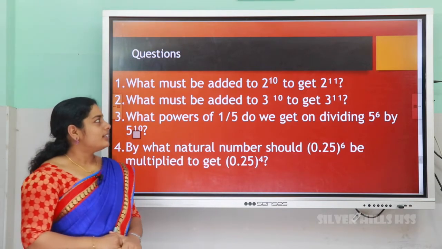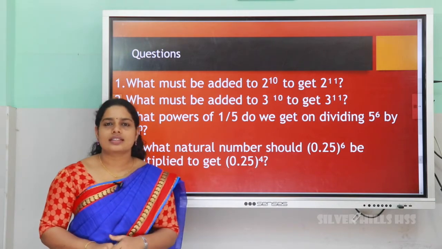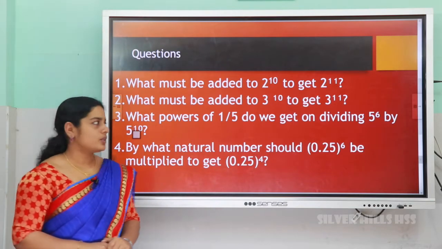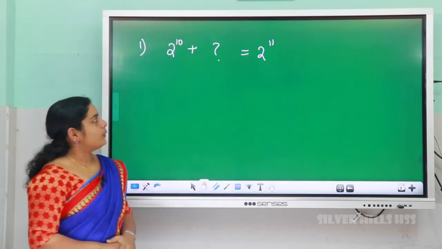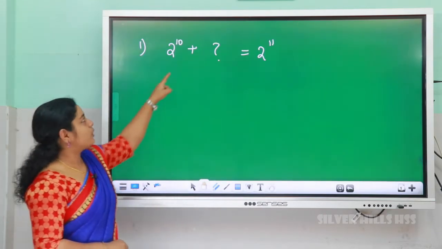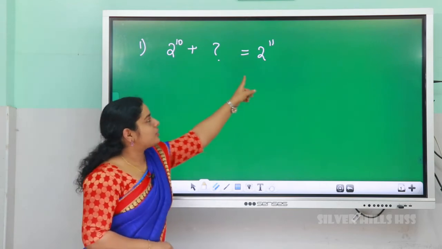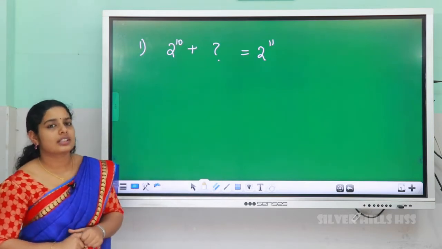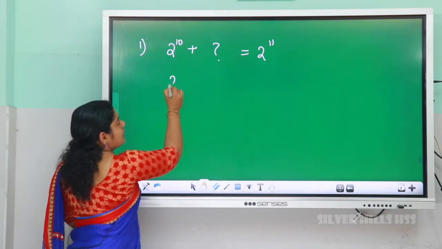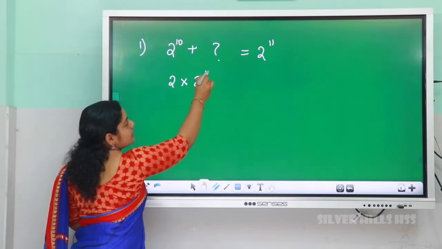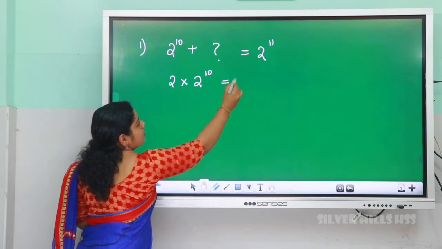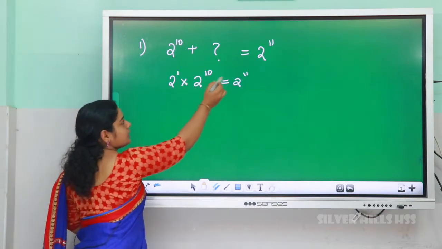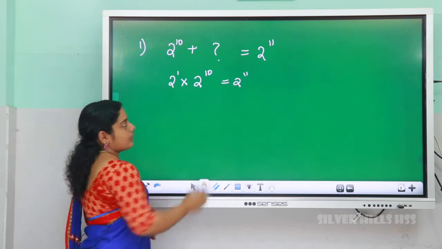What must be added to 2 raised to 10 to get 2 raised to 11? So, we wrote the question mathematically. In the previous question, we studied that twice 2 raised to 10 is 2 raised to 11. Twice, that is 2 times. Twice 2 raised to 10, that is 2 raised to 1 into 2 raised to 10 is 2 raised to 1 plus 10, 11. Okay.